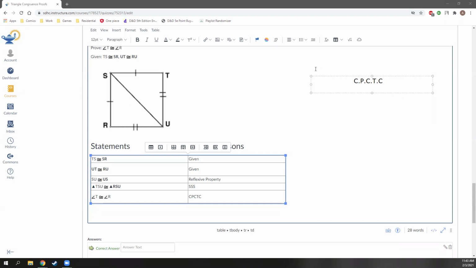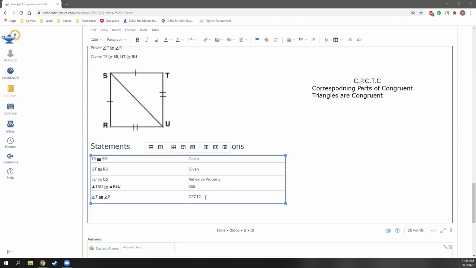So CPCTC stands for corresponding parts of congruent triangles are congruent. I'll capitalize the ones I use. That's what CPCTC is. It will always be the last reason in a proof about triangle congruency.